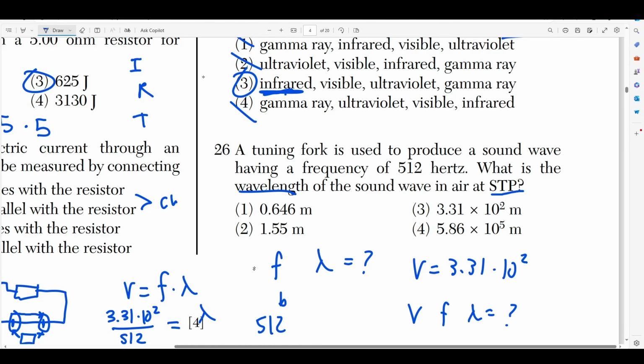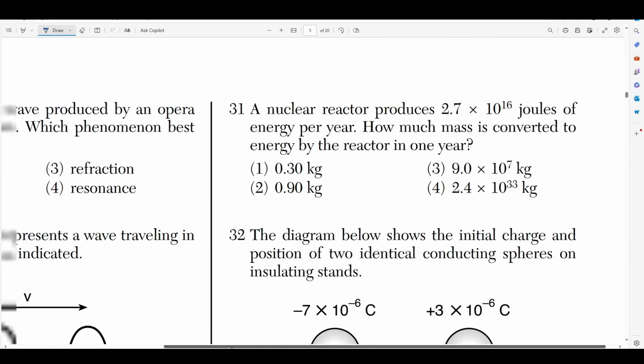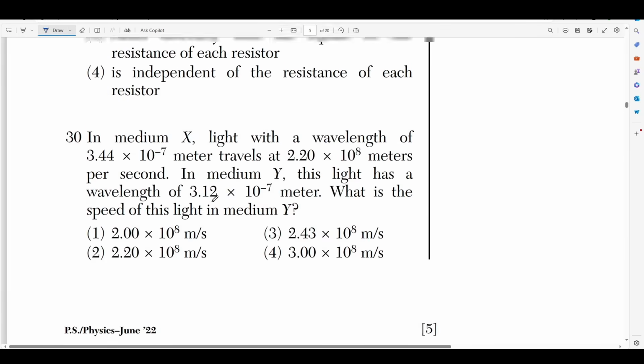And that's how you get your wavelength, right? And if you plug this into your calculator, you get your choice 1. Okay. Moving on to the last page, I think. Nope, not the last page. One more page after this.